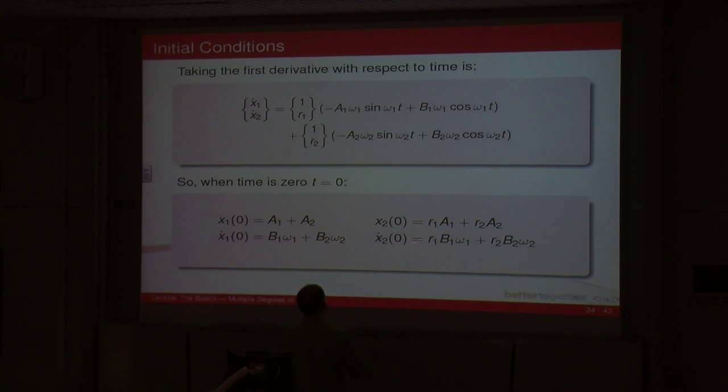So here we've got 4 equations and 4 unknowns, a1, a2, b1 and b2. You can solve to find those terms, plug them back into your general solution, and then you end up with a complete exact solution to your problem.